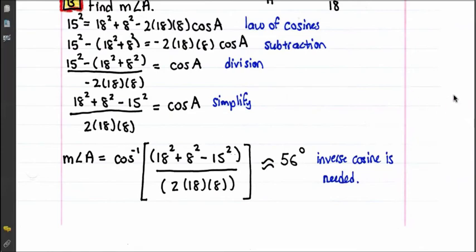And then close the parentheses. So that closes the numerator. Division symbol. And now a parenthesis that begins the denominator. 2 times 18 times 8. Close the denominator and then close the inverse cosine. So we're at about 55.5, which is about 56 degrees for the inverse cosine.